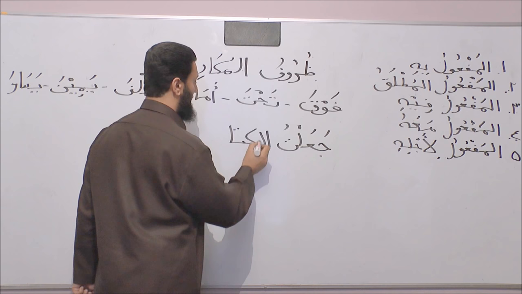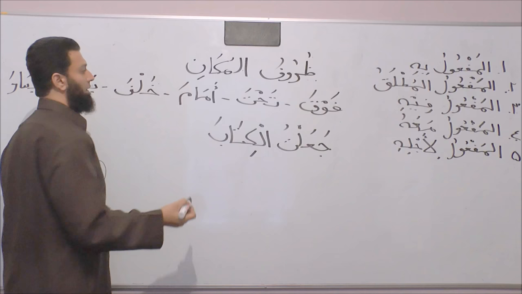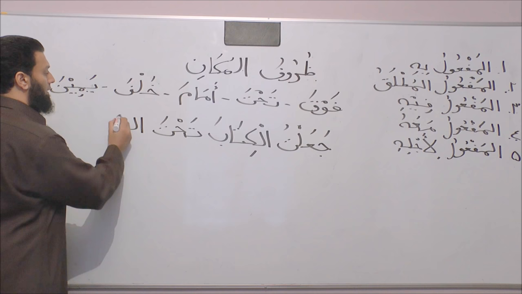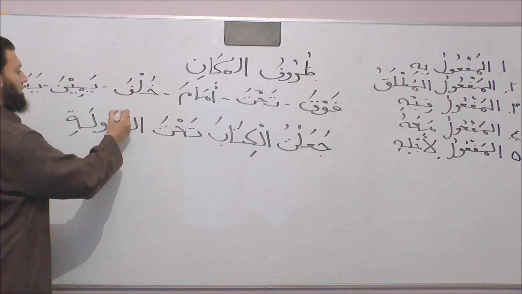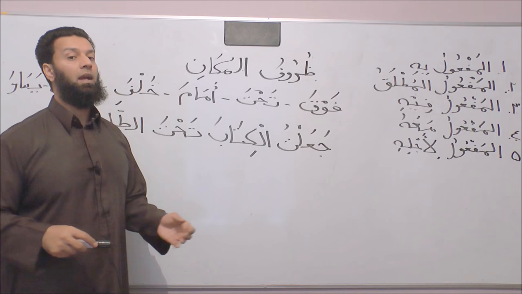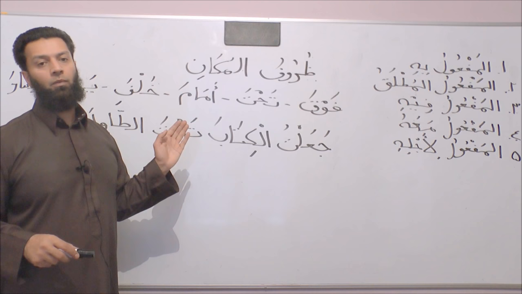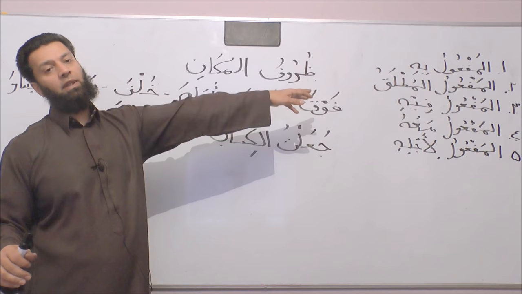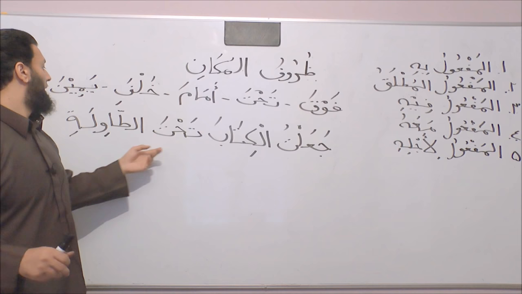Under the book. تحت. جعلت الكتاب تحت الطاولة. Right? Similarly, there's nothing complicated there, right? تحت here is our المفعول فيه, which is a ظرف المكان, and that is an إضافة, which is what was mentioned earlier on, right?